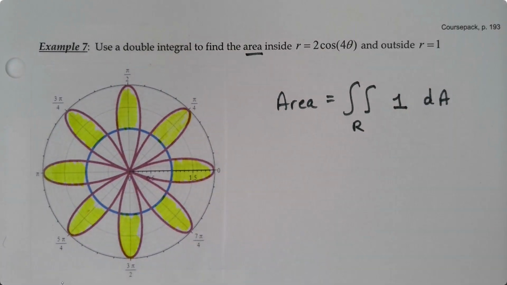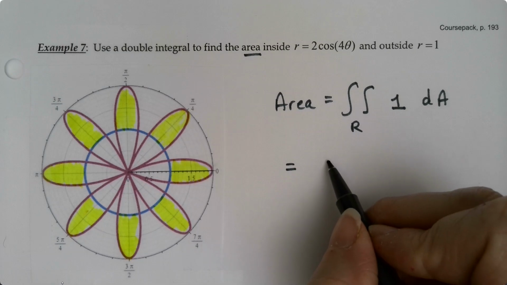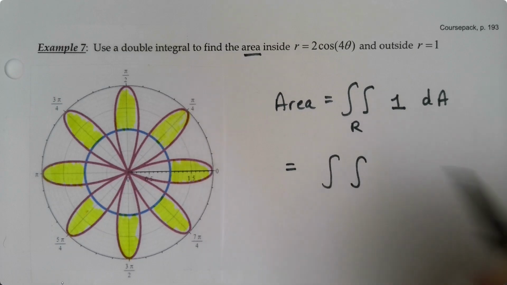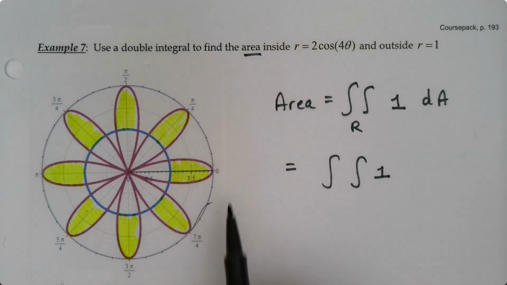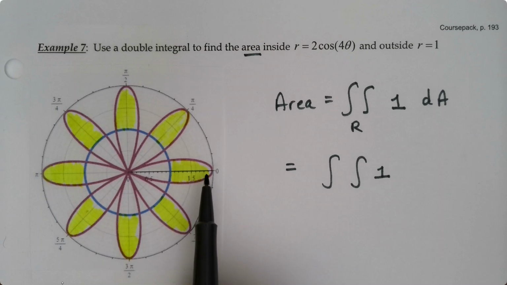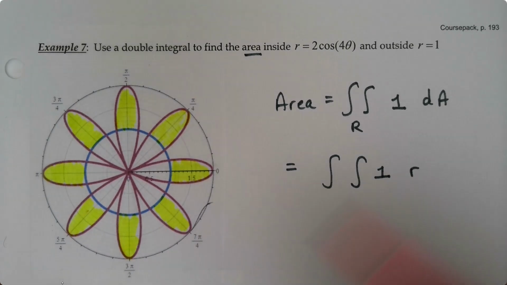Right? We learned that that is the case. Okay, so now we want to set this up, but we want to be smart about it. So we know that it's 1. 1 wouldn't change. I know that this will be easier in polar. Hello, this is a polar graph. So I know it's going to be r dr d theta.